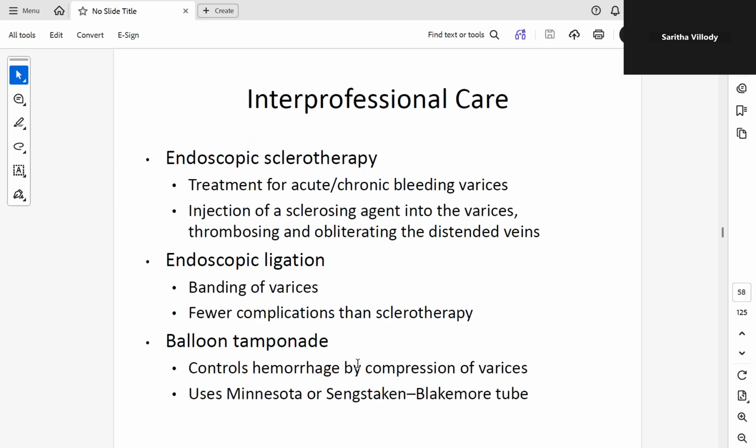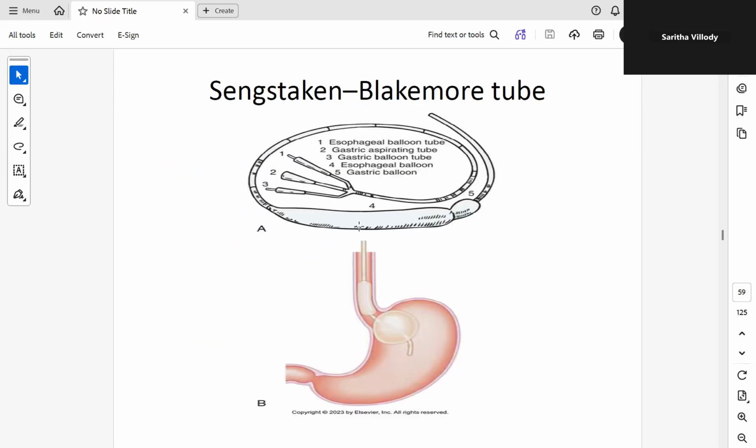Other management for esophageal varices are sclerotherapy, ligation of the varices, balloon tamponade, etc. The common procedure we do is banding or ligation of the varices. Sclerotherapy is injection of a sclerosing agent into that varix and it just sloughs off eventually. So this is a picture of the balloon tamponade. A balloon catheter is inserted and the balloons are inflated and it helps to reduce the size of the varices.